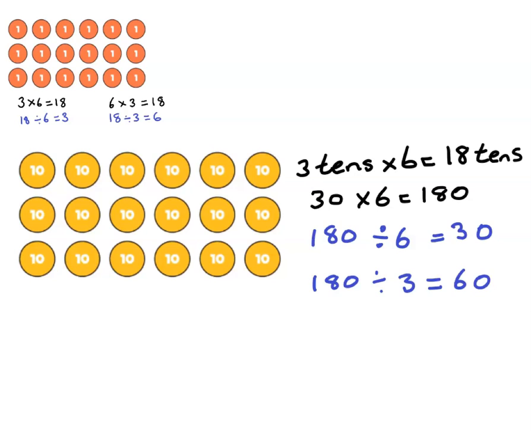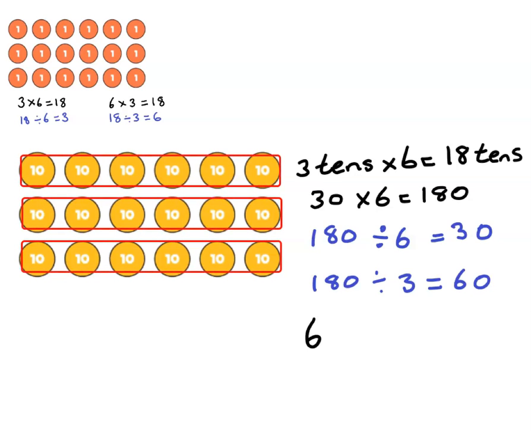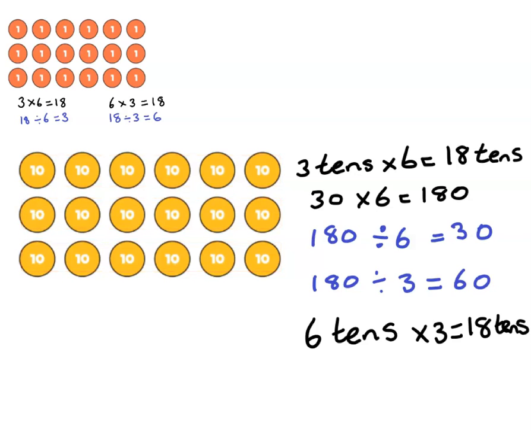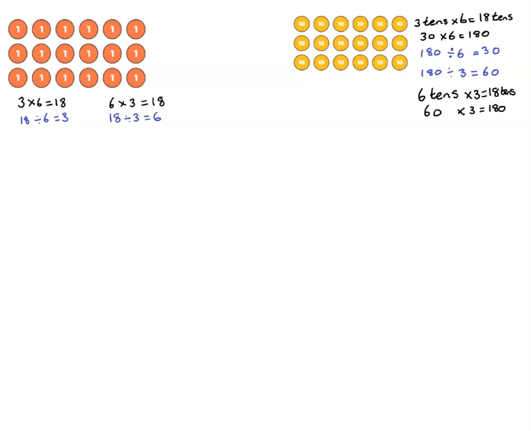Can we think of another multiplication sentence? This time looking at the rows. There are 6 tens in each row, and there are 3 rows altogether. So that is 18 tens. How else can we represent that? 60 times 3 equals 180. Now, I wonder if they will help us make the link to 100s.